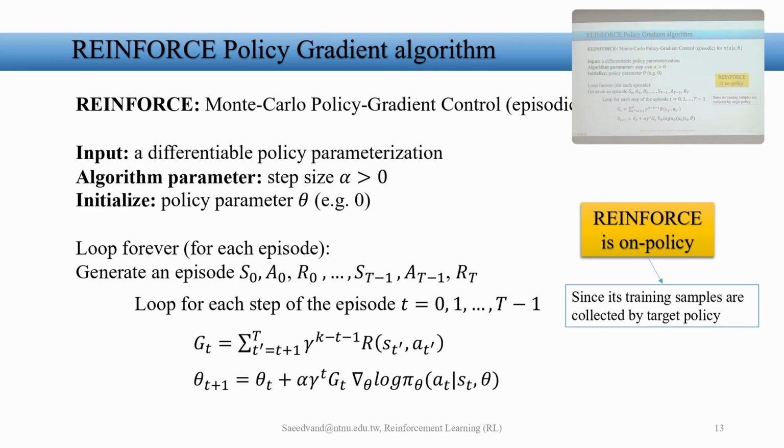Here we have a note: we say REINFORCE is on-policy. So why is it on-policy? Why is it not off-policy? Because I stated the answer over there. The training samples are collected by the target policy itself, by the policy that we have, the same network. So whatever is generated by the policy is also used to update theta. If the update step and the action generation step are the same, then we say this is on-policy. If they are different, it is off-policy.